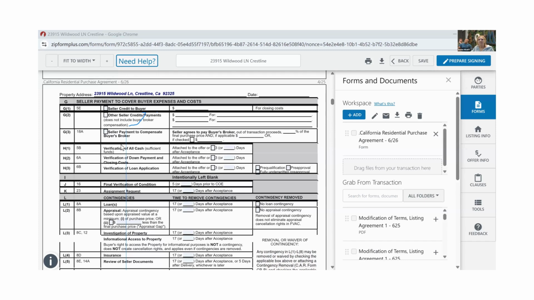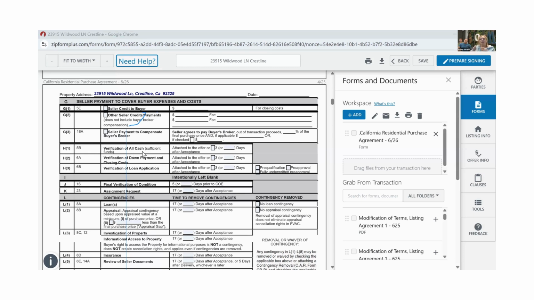So you would check that if you're asking the seller to pay your fee. And then you go over here: seller agrees to pay buyer's broker out of the transaction proceeds, percent of the final purchase price, and if applicable, a dollar amount, or just a dollar amount if checked here. So you can put the percentage that you're asking for here. If you usually ask for a TC fee or something like that, you can add that here. And if it's just a flat dollar amount, maybe it's land or something, then you just check this box and you put the whole amount right here.